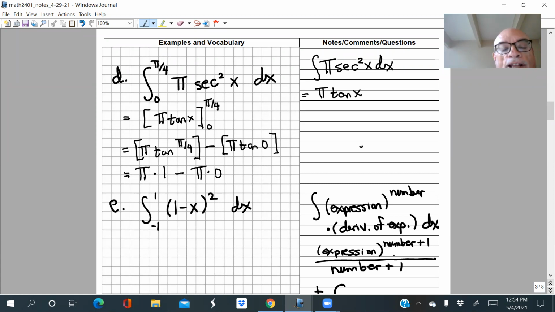That's nice, right? So you just end up with a really nice area here. It's pi. So the area between this curve, pi times secant squared x, and the x-axis does turn out to have a positive area. It's exactly the number pi.